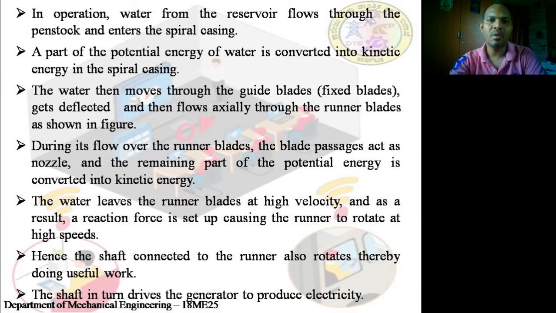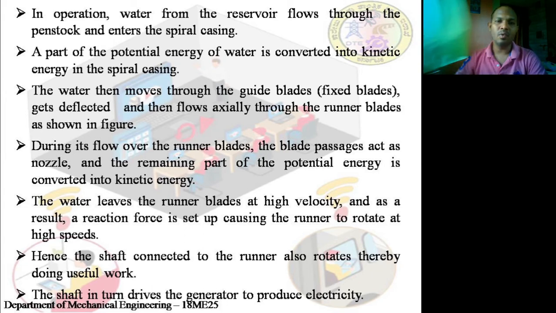In operation, water from the reservoir flows through the penstock and enters into the spiral casing. A part of the potential energy of the water will be converted into kinetic energy as usual, even in the Francis turbine also. The water then moves through the guide blades, fixed blades, and gets deflected and then flows axially. There is only one difference. In Francis turbine, it enters radially. Now here it enters and flows axially through the runner blades as shown in the figure.